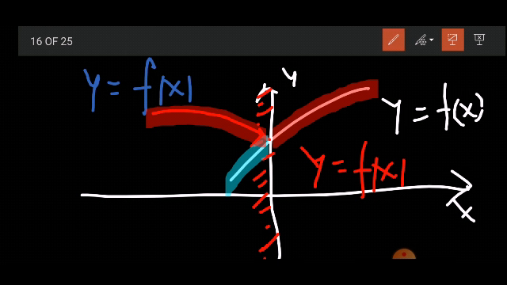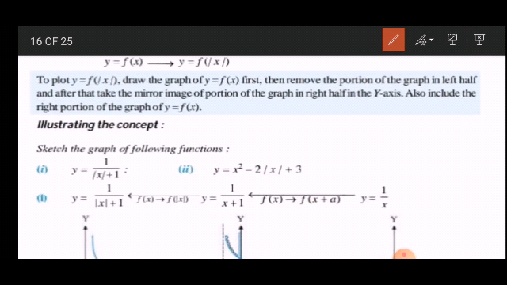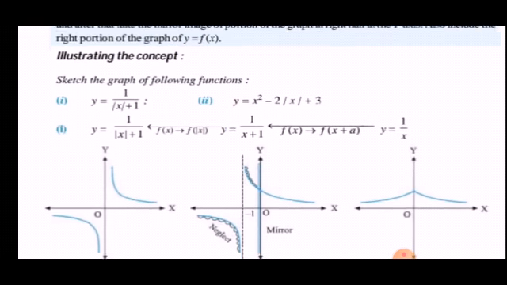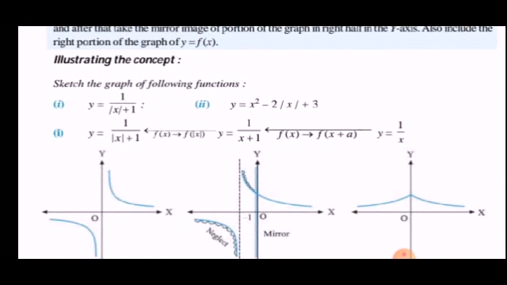Suppose we are interested in some illustrations: y equal to mod x plus 1, and we are interested in drawing the graph of y equal to 1 upon mod x plus 1. And the second question is y equal to x square minus 2 mod x plus 3. There are 3 different types of graphs. So let's go one by one. Y equal to 1 upon mod x plus 1. Let's see over here.